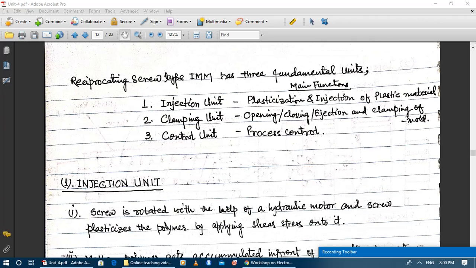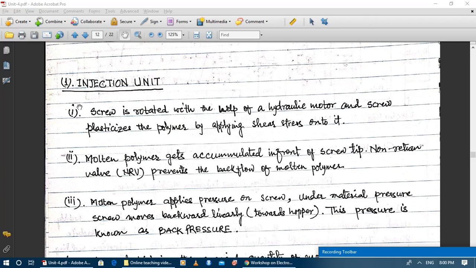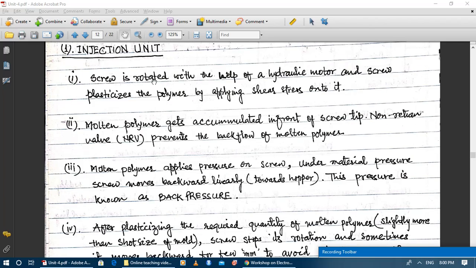The reciprocating screw type injection molding machine has three fundamental units: injection unit, clamping unit, and control unit. I have already explained these. Now let us see the injection unit in detail. The screw is rotated with the help of a hydraulic motor, and the screw plasticizes the polymer by applying shear stress onto it. Molten polymer gets accumulated in front of the screw tip. A non-return valve (NRV) prevents the backward flow of the molten polymer.